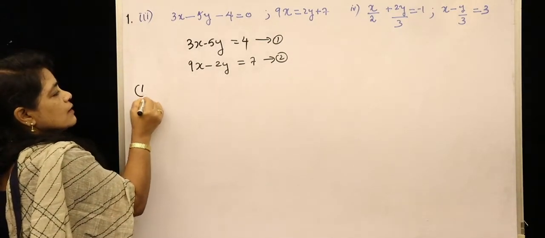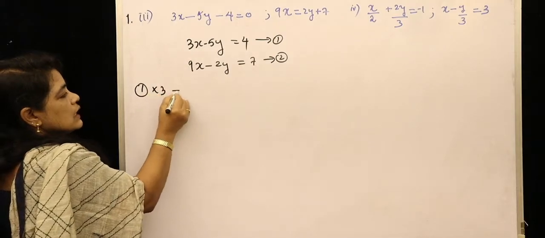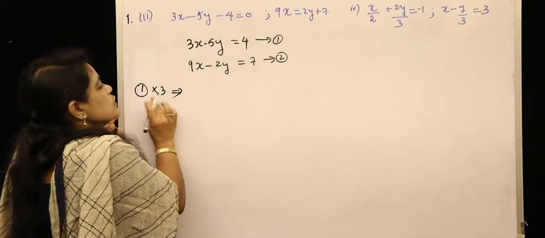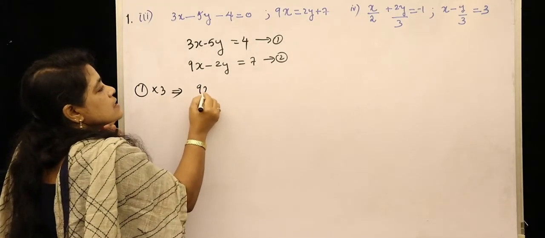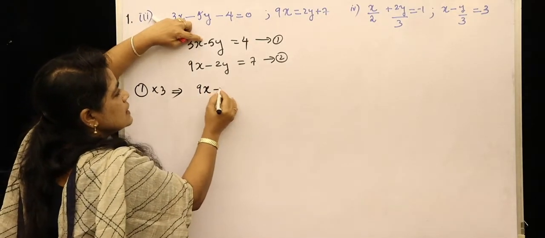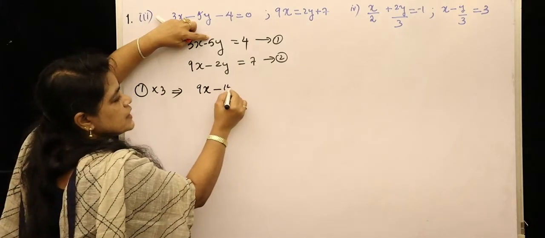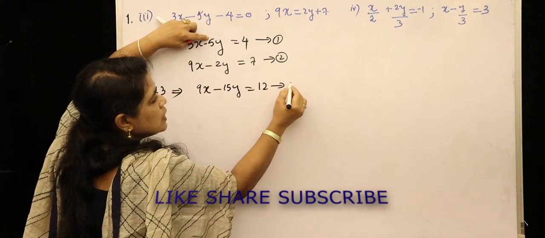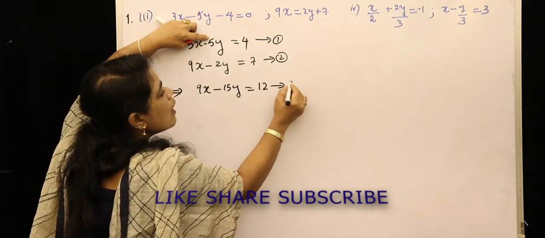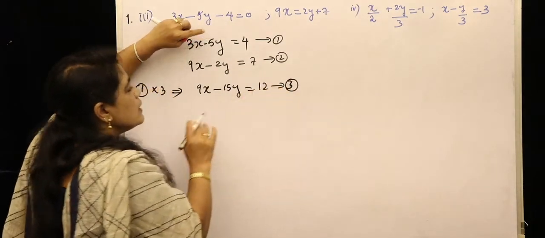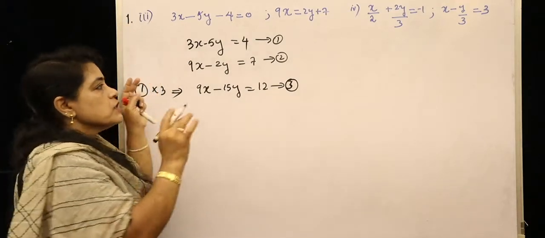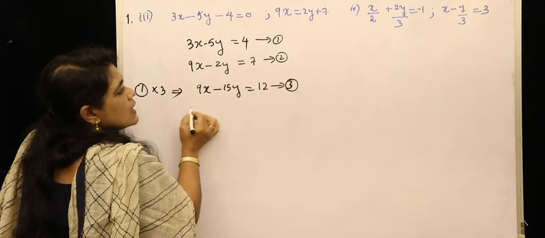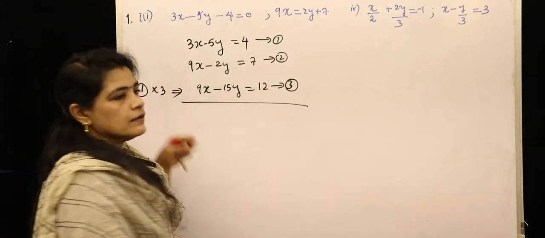So I am going to multiply equation 1 by 3 in order to make the coefficient of x the same as in the second equation. So 9x minus 3 into 5, 15y, and 3 fours are 12. This is the new equation, equation number 3. I am not making any change to equation number 2, that is 9x minus 2y is equal to 7.